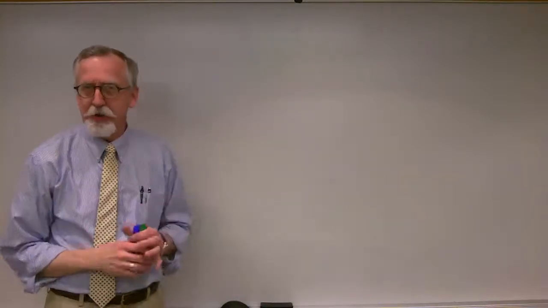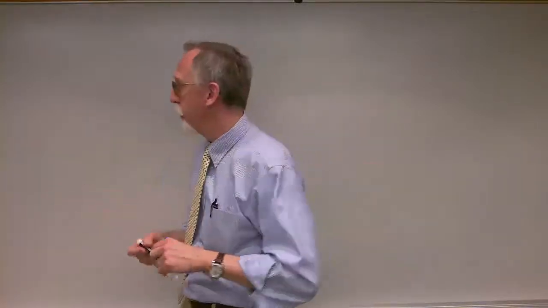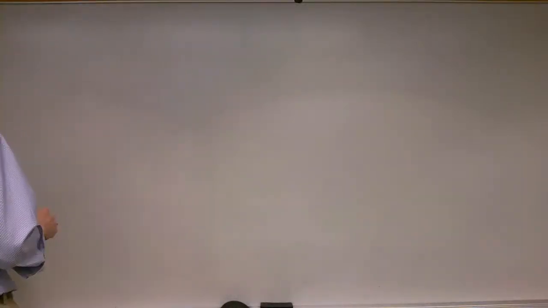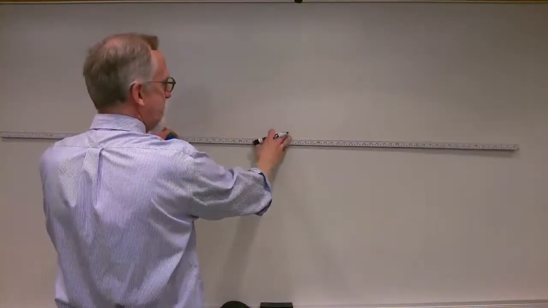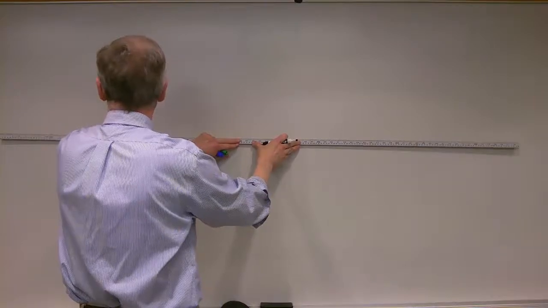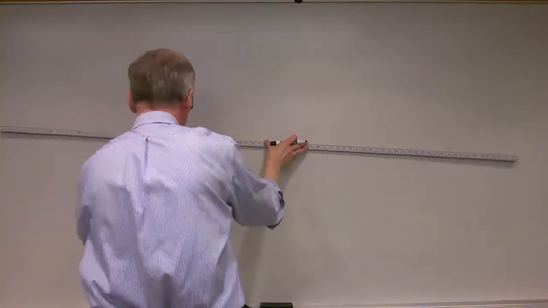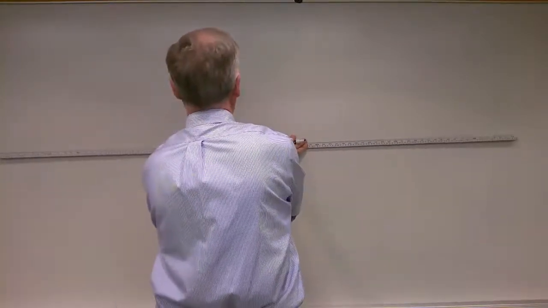Let's see if we can draw a ray tracing diagram for the lens just like we did for the mirror. First thing, let's draw in our principal axis. So, with a ruler or some straight edge, we're going to draw a nice horizontal straight line.